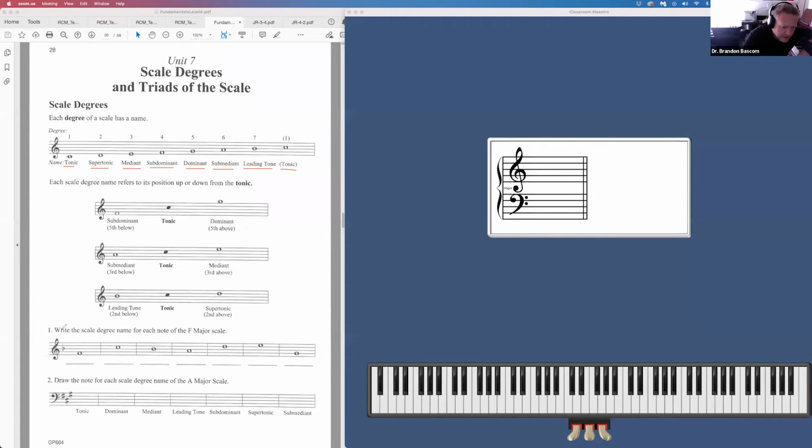So here we're doing it in the key of F major. That's scale degree 1, that's going to be tonic. That's scale degree 5, that's going to be our dominant. So we're going to write out all the names for our scale degrees. We're also going to do this for the key of A major, and they've scrambled them up, so they're not in order.